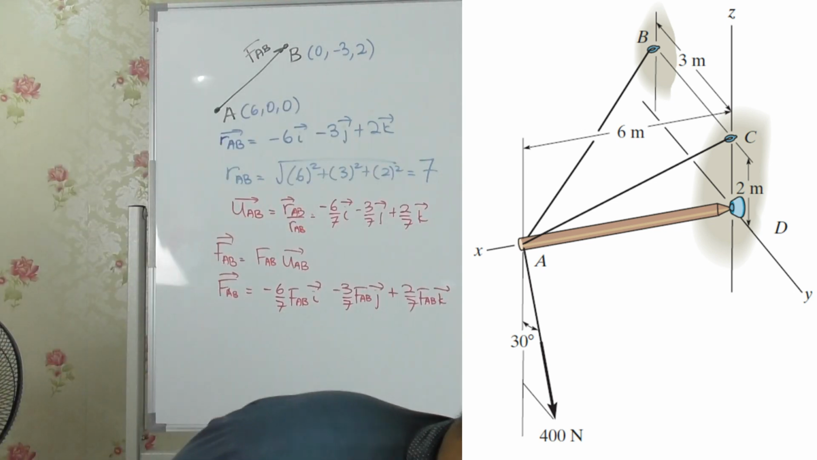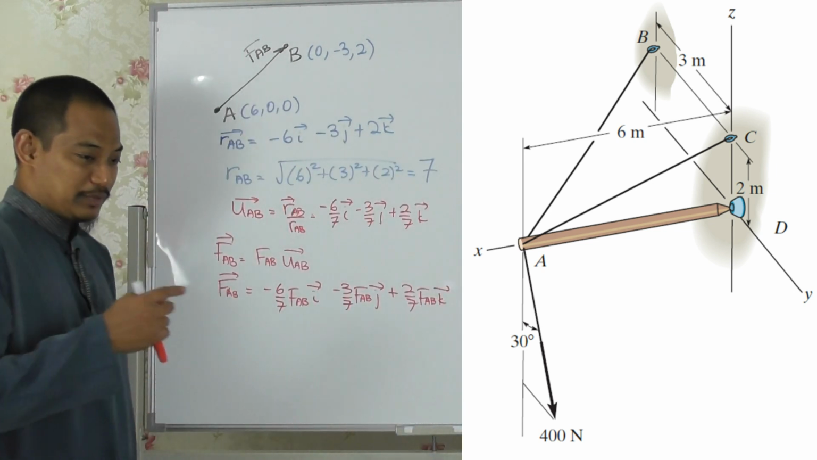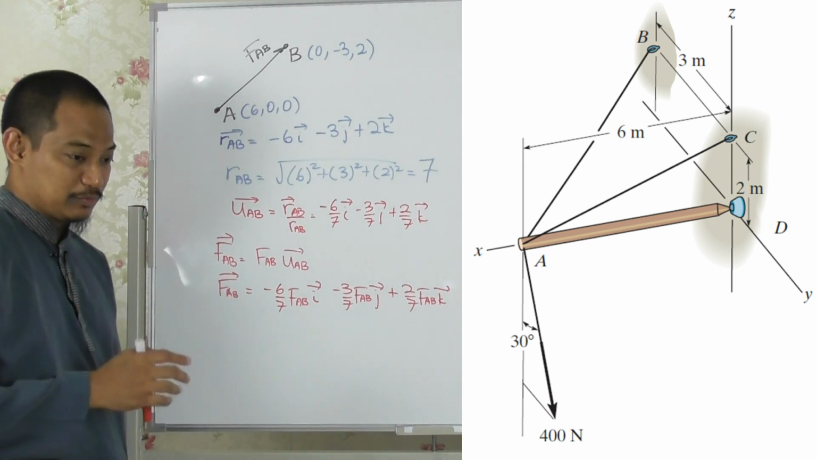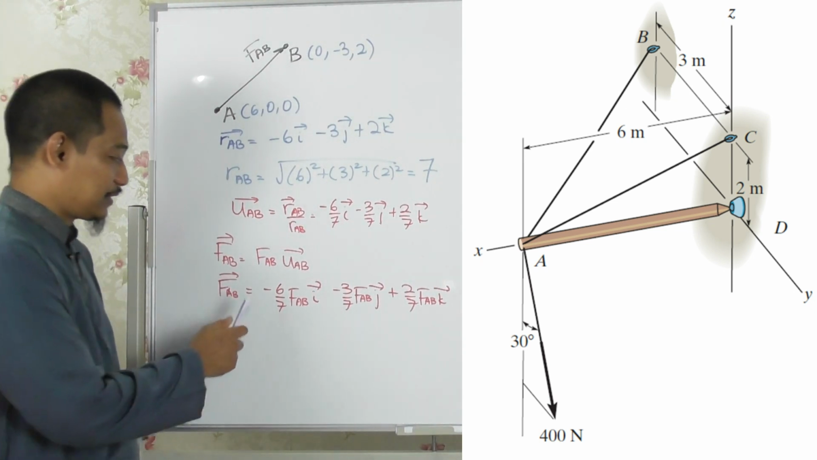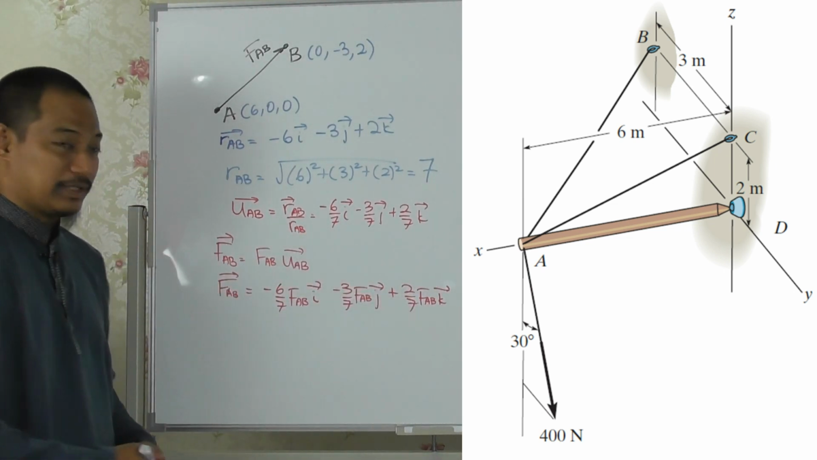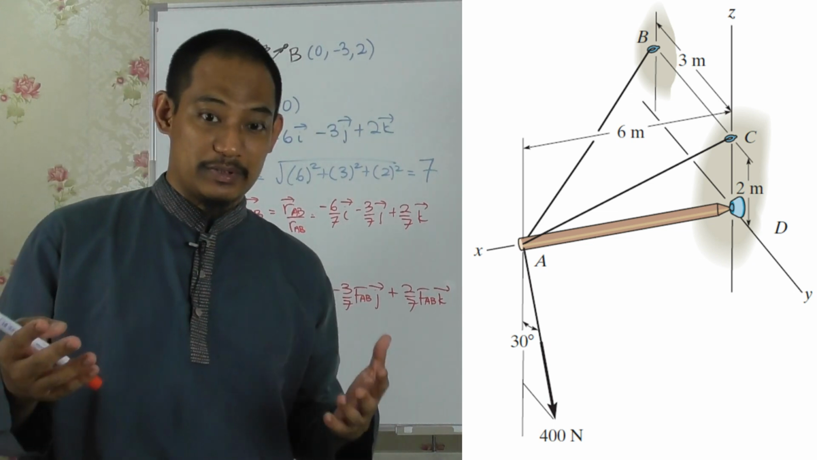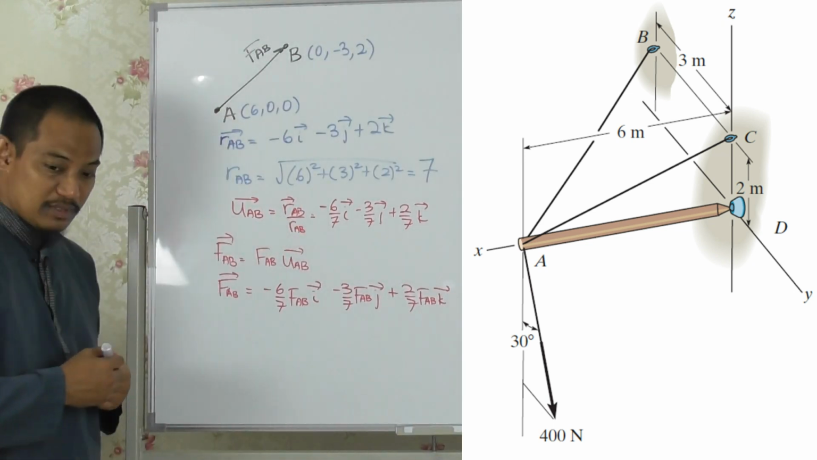So for part C, we have to consider the same cable A to B and determine the coordinate direction angles of the force, right? So what is the coordinate direction angle of this force? Hopefully you still remember that they are alpha, beta and gamma.